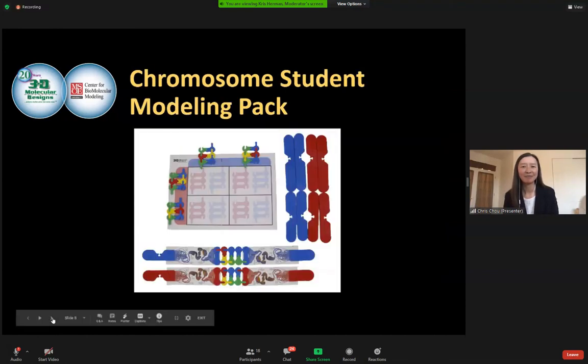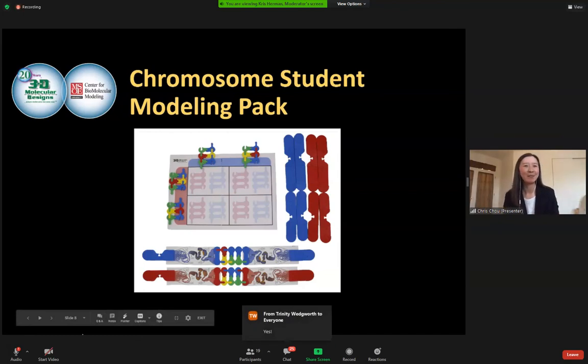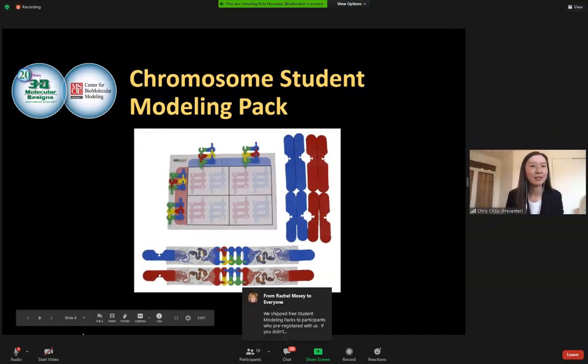Next slide. For those of you who pre-registered, you can also request this student kit. This is the Chromosome Student Modeling Pack, and you can see it has fewer chromosomes than the actual classroom set. There might be some pre-assembly involved here. If you have this kit with you, could some of you type in the chat, yes, I have this kit, or not yet? That way I can know that.